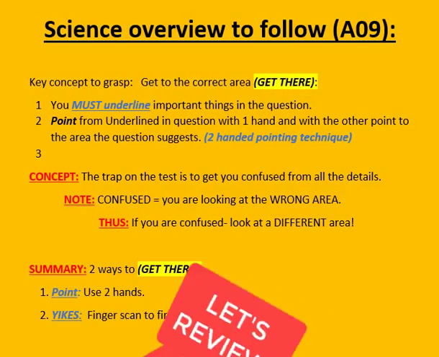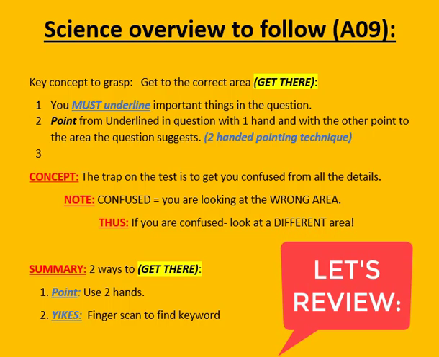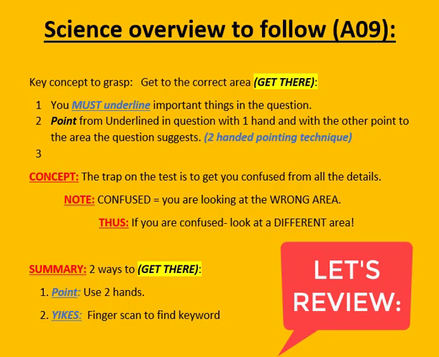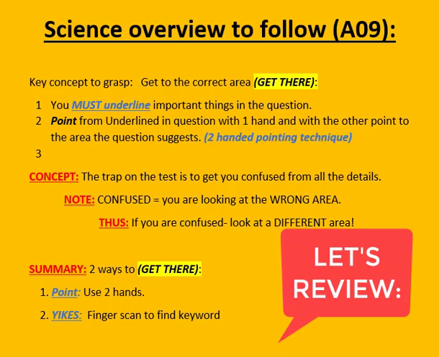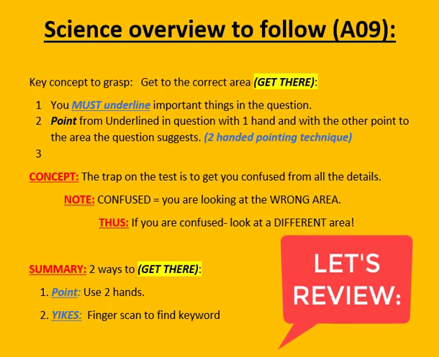Concept number 1, the trap on the test is to get you confused with all the details. Note, confused means you're looking in the wrong area. Thus, how do you get unconfused? You just look in a different area. Follow the directions with 2 hands.